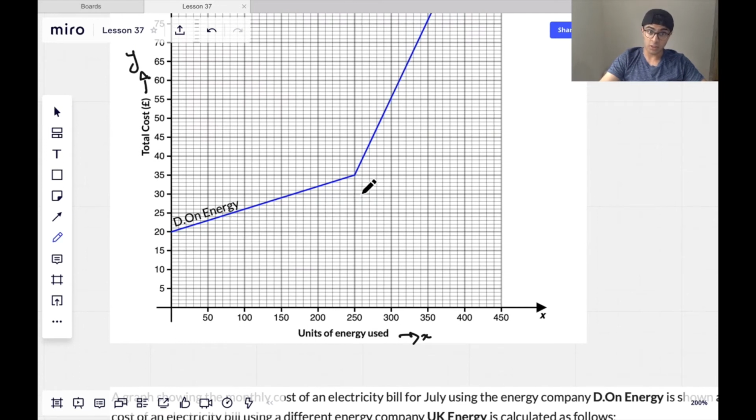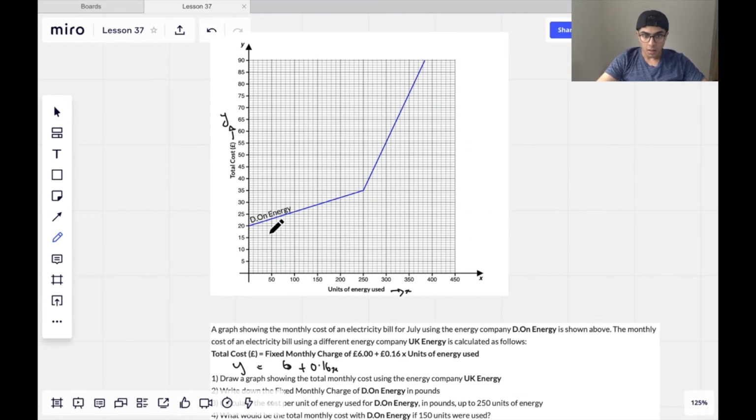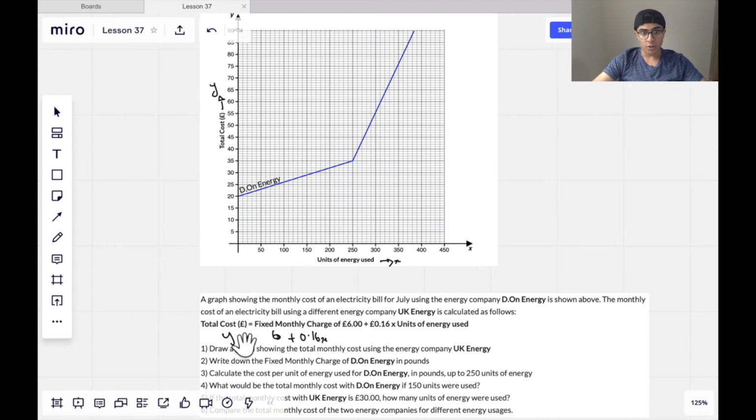And you can see for D-ON Energy, for example, that the cost for every unit of energy used actually increases beyond 250. And I know it increases because the gradient increases, as I can see. So as soon as you see this, you should just think through in your head and think about what's the gradient. Is there something interesting going on, for example, like this, where the gradient changes, which translates to what real world thing changing.